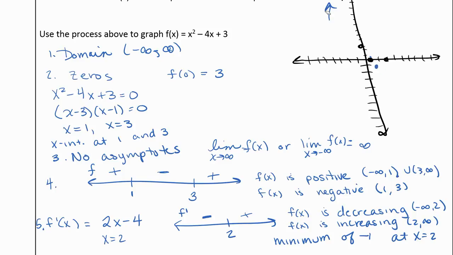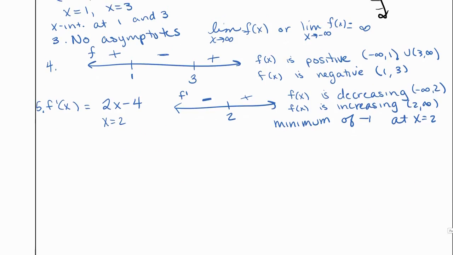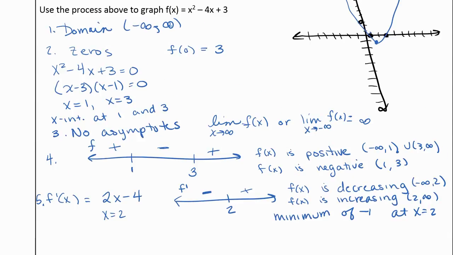And from here, since it's just a parabola, you could really sketch the parabola. To finish our process, next we would look for concavity and any inflection points. Here, our second derivative is just 2, which means we're always concave up. So we'd say f of x is concave up from negative infinity to infinity, and we have no inflection points.